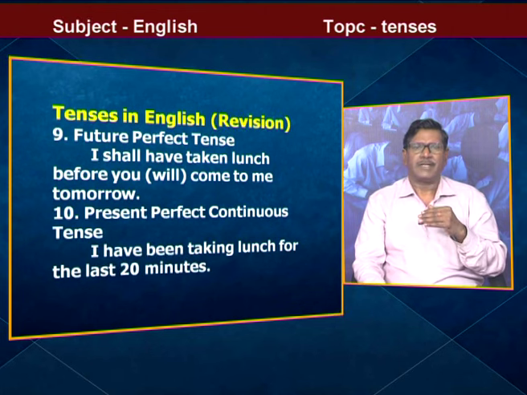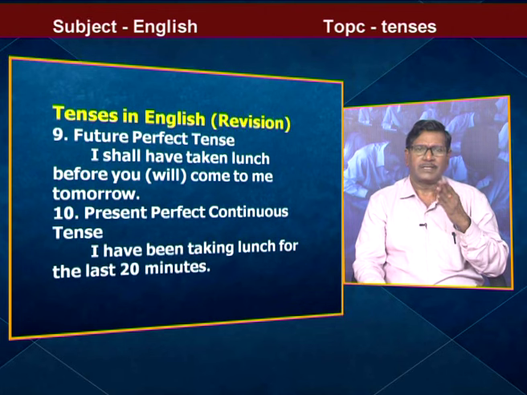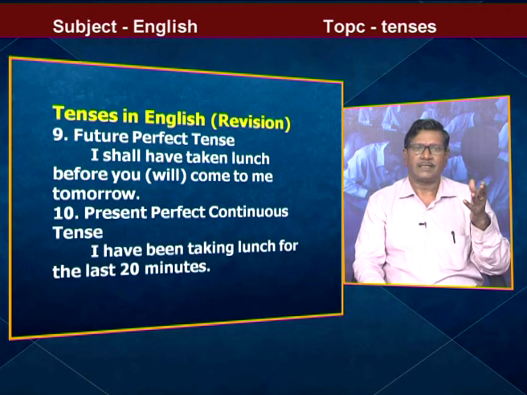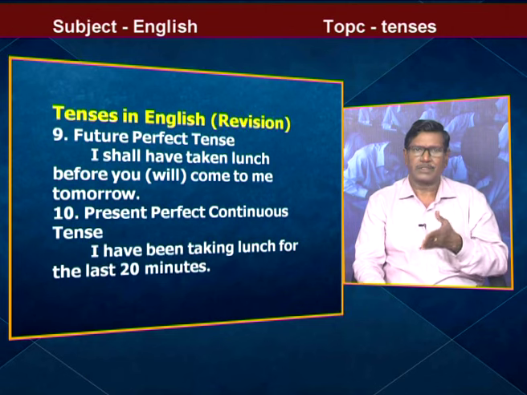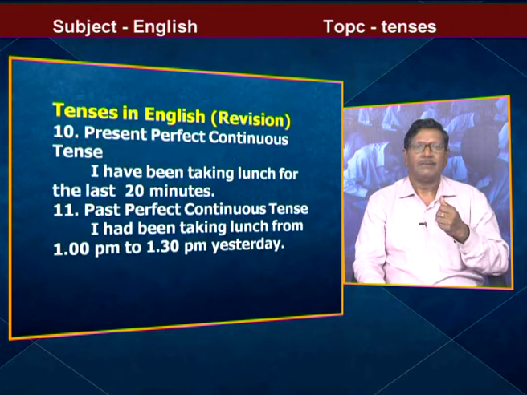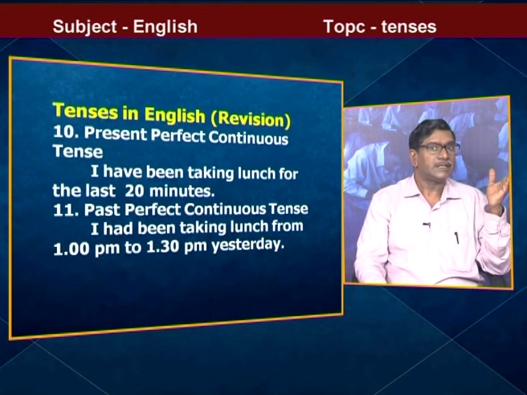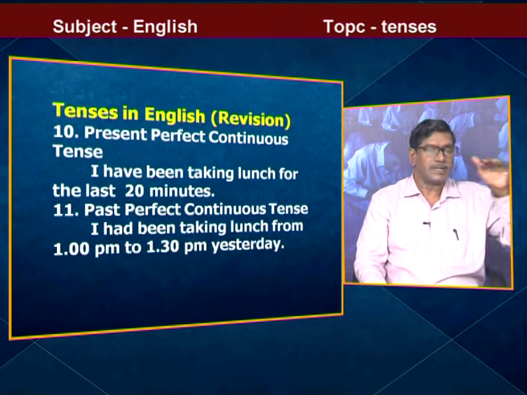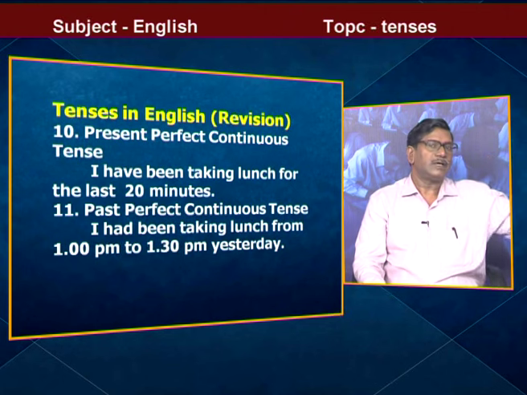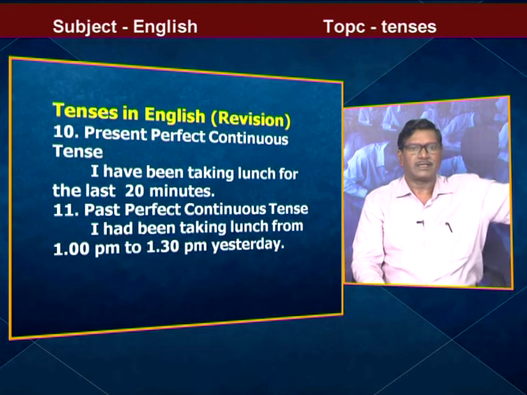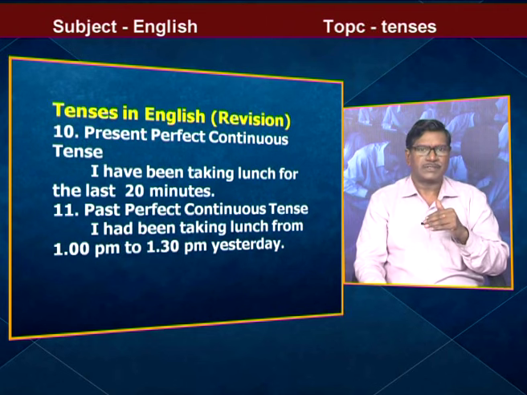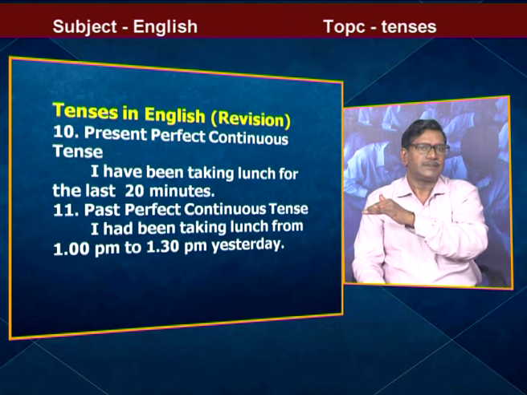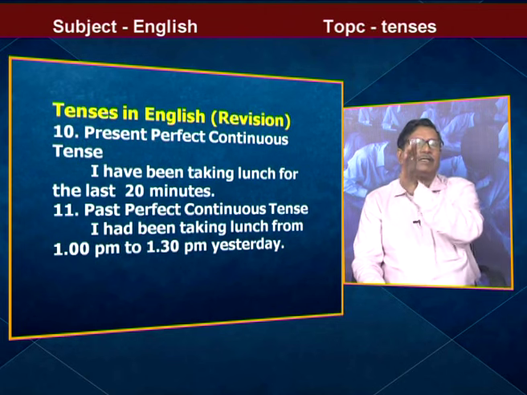Present perfect continuous tense, past perfect continuous and future perfect continuous. Perfect continuous tense will marla moodu nai. Present perfect continuous, I have been taking lunch for the last 20 minutes. గత ఇరవై నిమిషాలుగా నేను లంచ్ చేస్తున్నాను, ఇప్పుడు కూడా చేస్తున్నాను. I have been taking lunch. Past perfect continuous, I had been taking lunch from 1 PM to 1:30 PM yesterday. గతంలో ఎప్పుడో మొదలుపెట్టి కొంతకాలం జరిగి అయిపోయింది. That is past perfect continuous. Future perfect continuous, I shall have been taking lunch from 1 PM to 1:30 PM tomorrow.